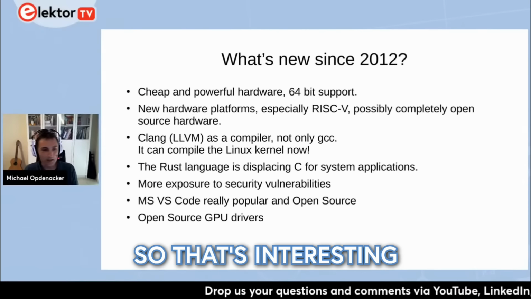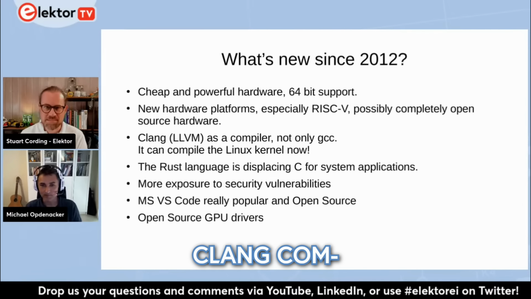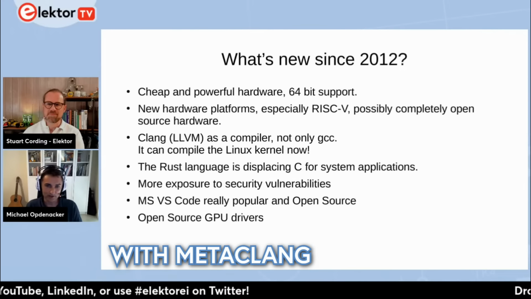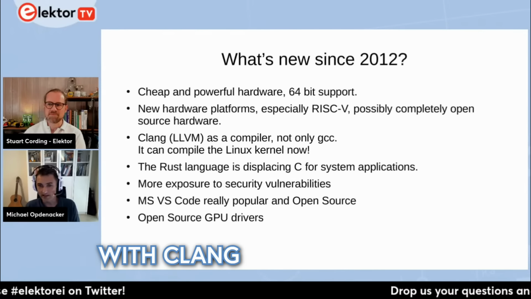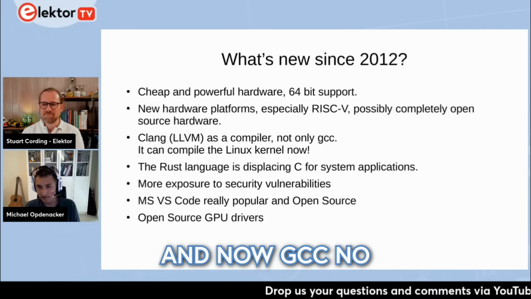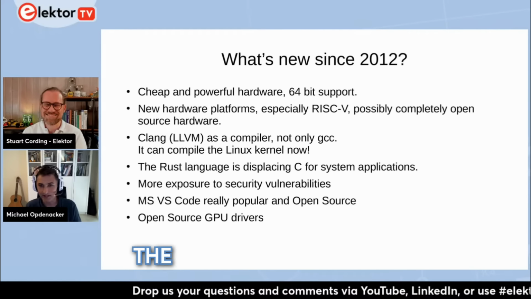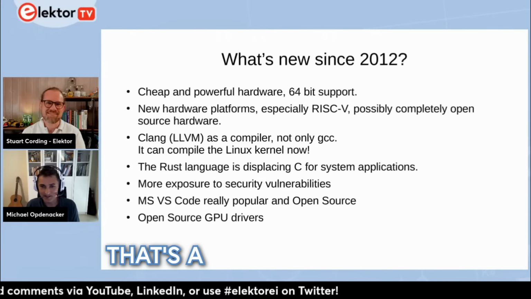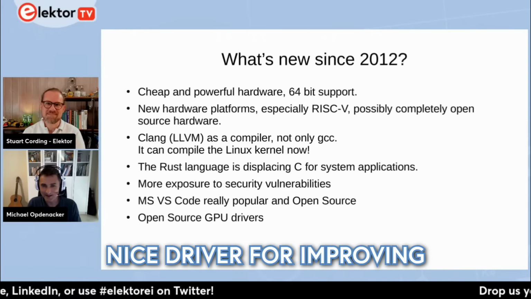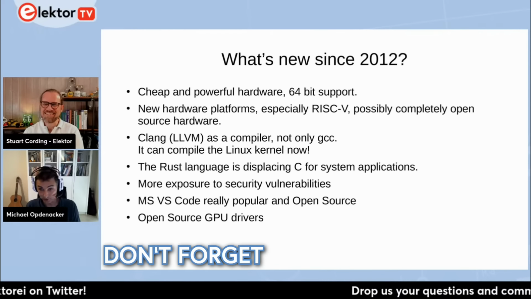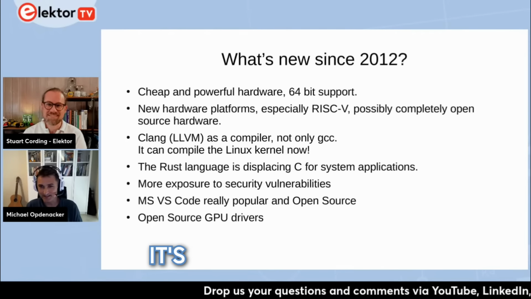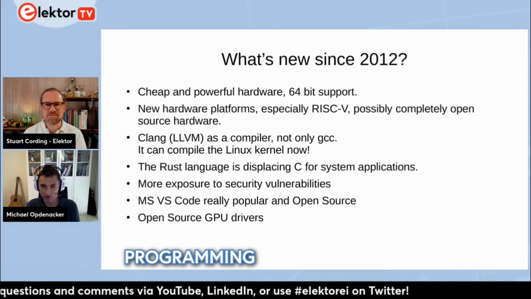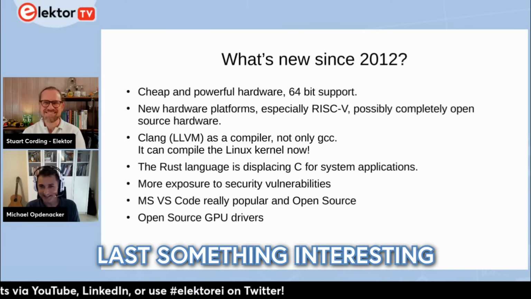So that's interesting. Something new too is the Clang C compiler from LLVM. It can compile most things now. With Yocto, with meta-clang, you can compile the whole stack with Clang instead of GCC. And now Clang can also build the Linux kernel, which is something completely new. That's a nice achievement and was a nice driver for improving Clang as well. Right. Don't forget Rust as well. It's getting popular. It's starting to displace C for system applications. Many people are talking about Rust instead of C programming. So that's at last something interesting.